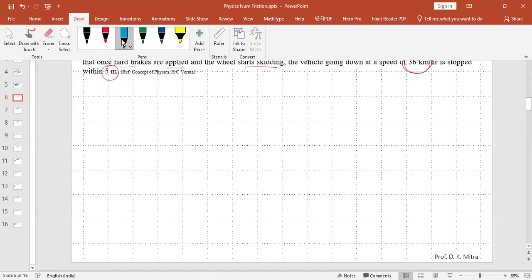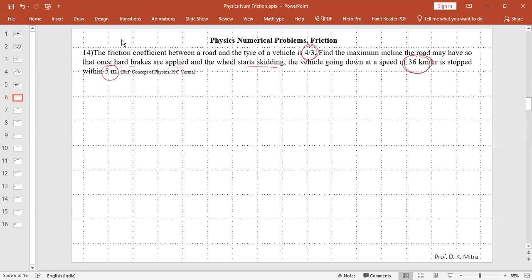So, if we have understood the problem, let's try to draw the diagram. It indicates that there is an inclined road, so let us draw an inclined road. We do not know this angle theta, because they want us to find the maximum incline. And this is a car. Let's say this is one wheel of the car, right?